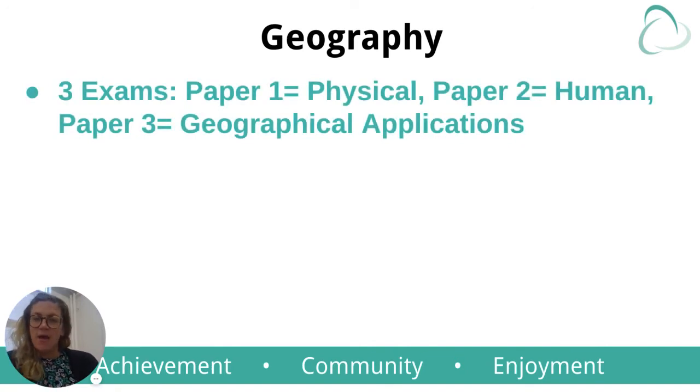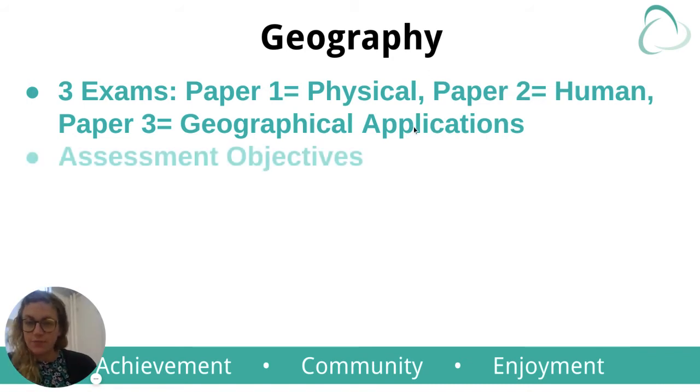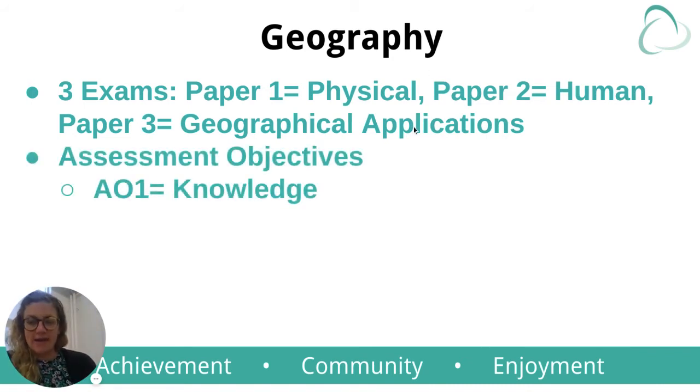So the exam structure for geography is 3 papers. Paper 1 is physical geography, paper 2 is human, and paper 3 is the geographical applications. In that final unit, that's where they get assessed on their fieldwork and also get assessed on the pre-release. There are 3 main assessment objectives.